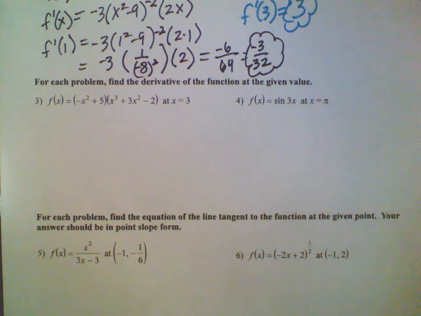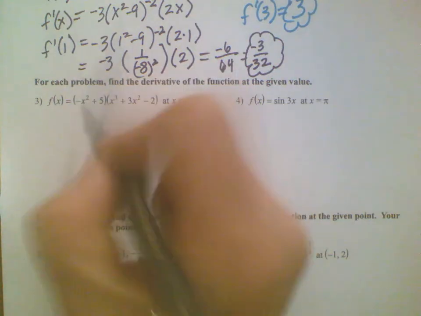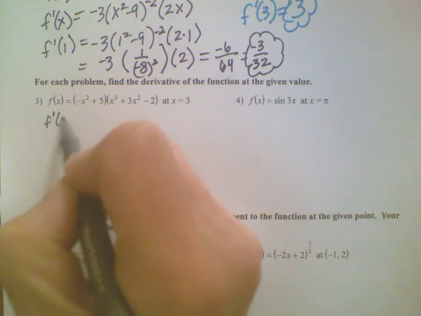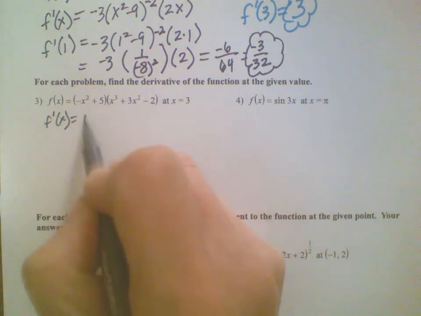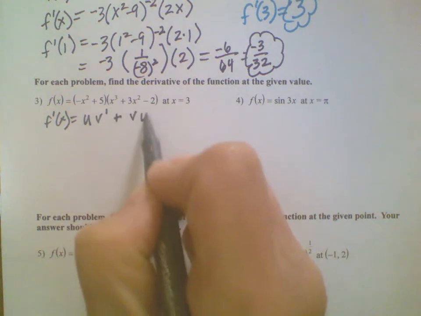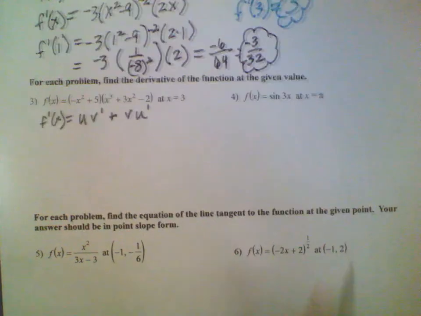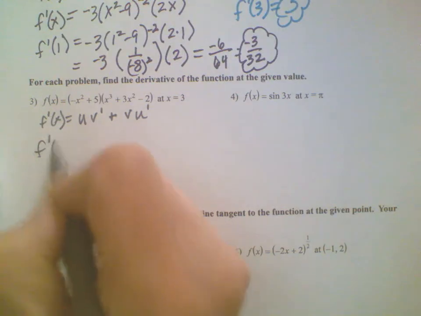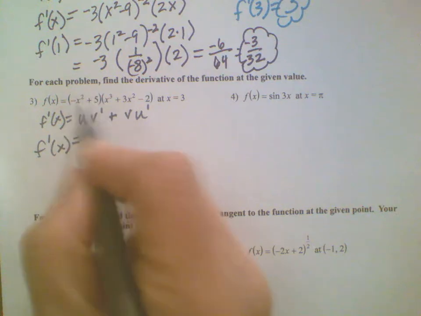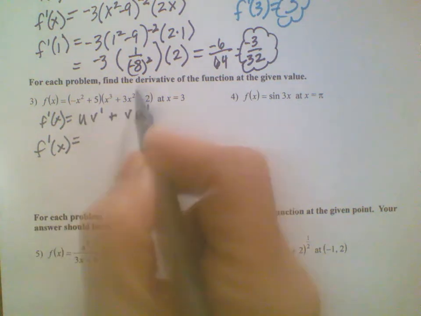But I'm going to jump into a review here of the product rule. The product rule says for f prime of x, I will do the first times the derivative of the second, plus the second times the derivative of the first. That's the general rule for it. So when I'm doing f prime of x here, remember you used u and v. U just represents a polynomial of x. V represents another polynomial of x.